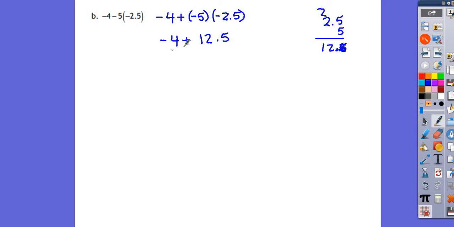So now I have a negative 4 plus 12.5. That's different signs, so I subtract. So 12.5 minus 4 gives me 8.5. Keep the sign of the larger number. The larger number is positive, so my final answer is a positive 8.5.